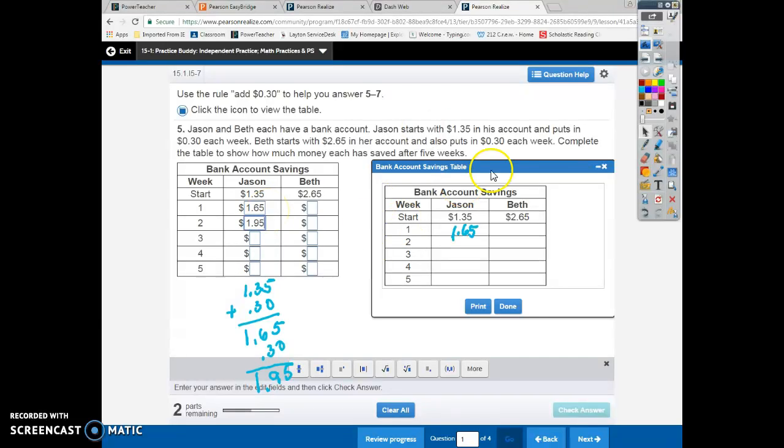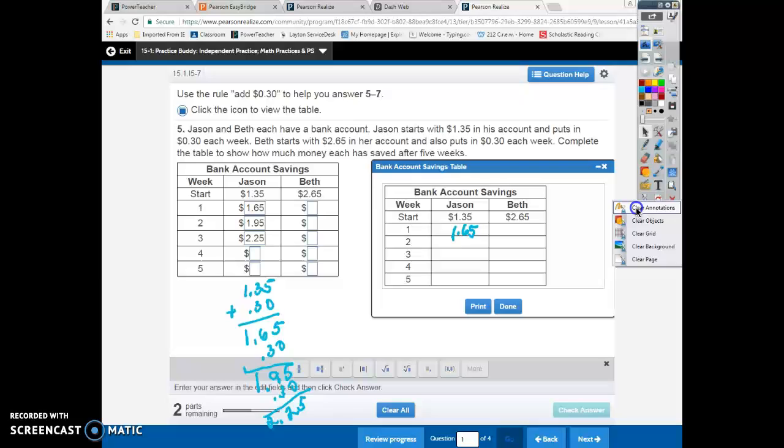And then let's go to week 3. In week 3, we're going to add another 30 cents. So I'm down here adding another 30 cents. Here's a 5, 9, and 3 is 12. Carry my 1, bring my decimal point down, and that is now $2.25. So I'm adding right here $2.25.